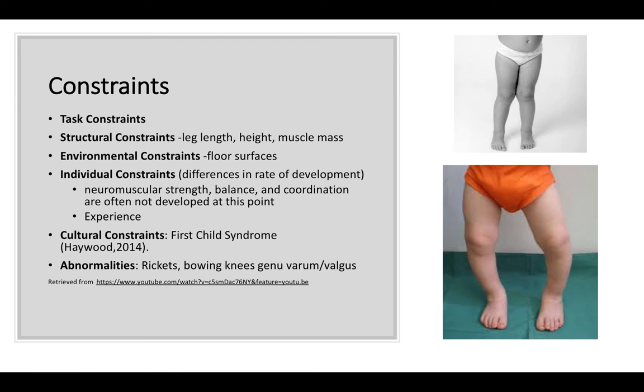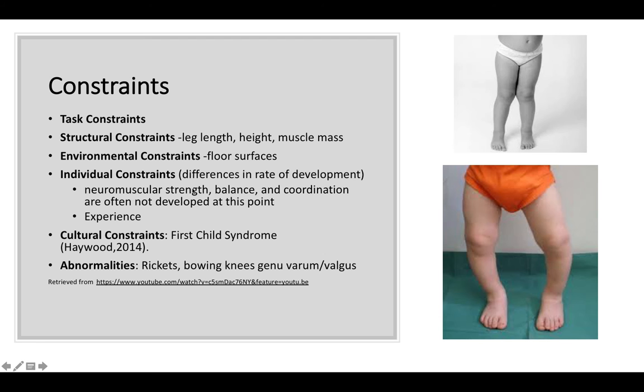Moving on to constraints, there could be task constraints, such as perhaps there's a task at hand that the toddler or infant cannot do due to lack of balance or strength or coordination. There could be structural, physical constraints as well, such as leg length discrepancies, height and muscle mass. Environmental constraints, floor surfaces, for instance, could be a constraint for some, if the surfaces are wet or slippery.